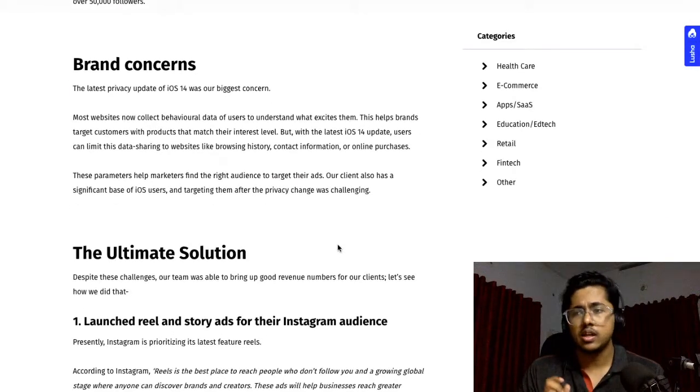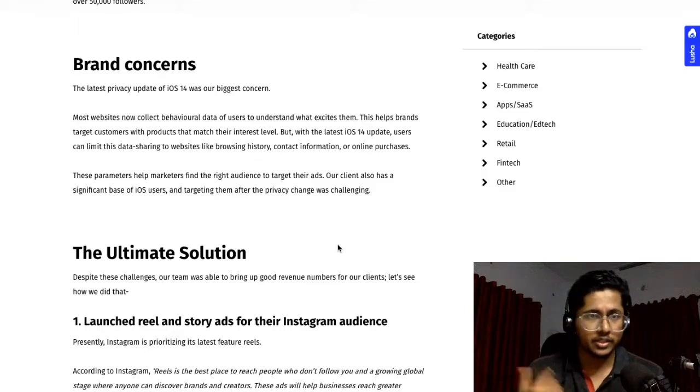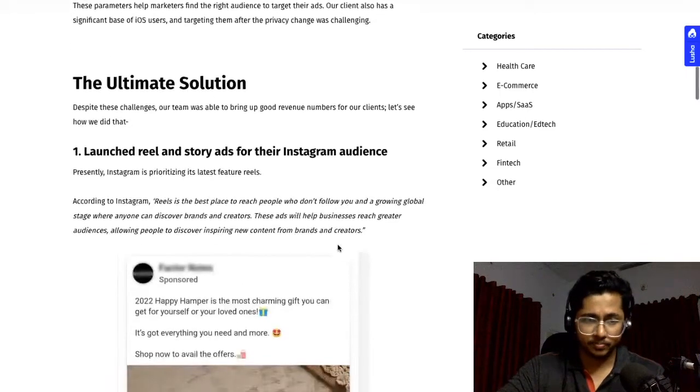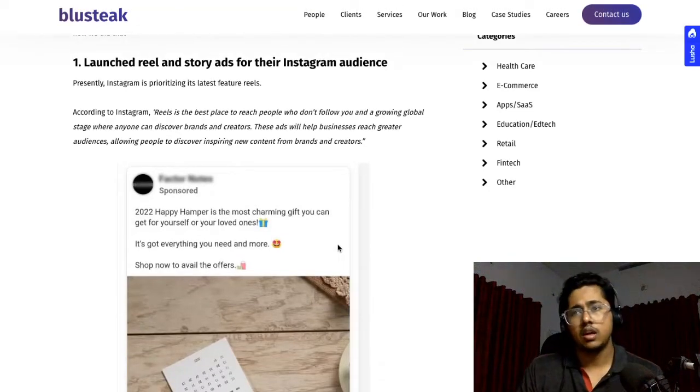Coming to the concerns, as usual, if you talk with all the performance advertisers out there, they will unite around this cause, that is the iOS 14 update, right? So that was also one of our concerns about how Facebook ads has become non-scalable and non-profitable after the update, and we were trying to overcome that. And these are the three things that eventually got us responses and a good ROAS of 10.